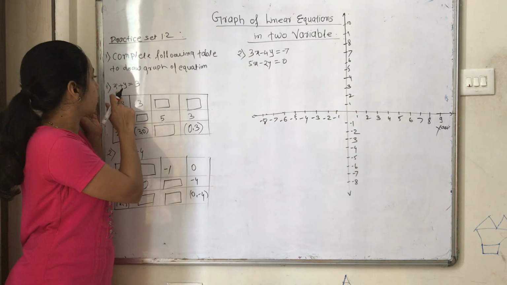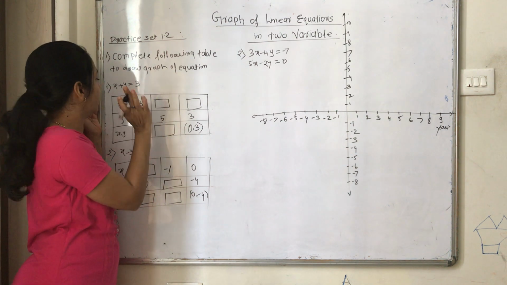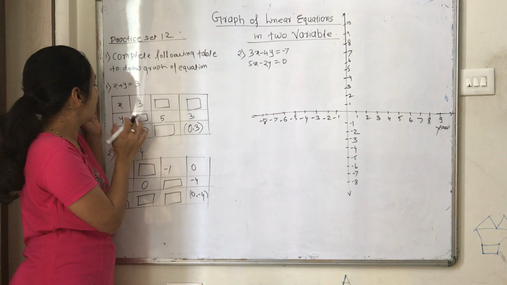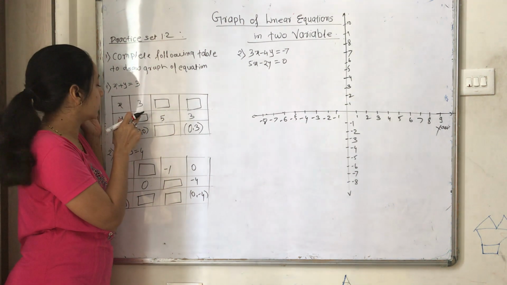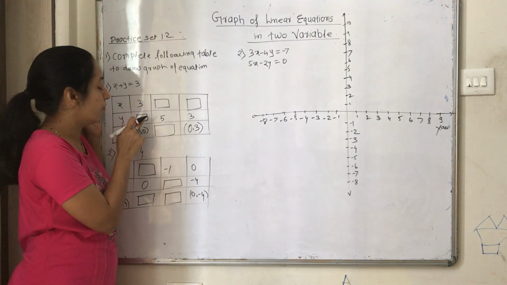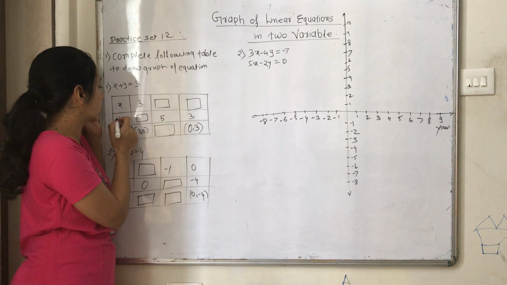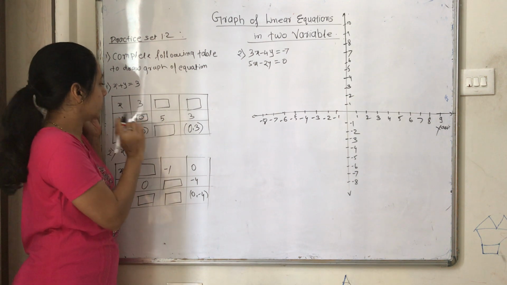Okay, so what is the equation? X plus y is equal to 3. In this table, x is equal to 3 is given, and there is no need to find out the value of y, right? Because in the ordered pair it is given as 3 comma 0. So what is the value of y? It will be 0, right?